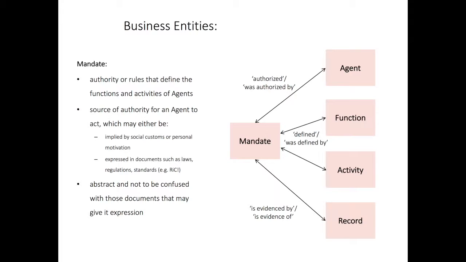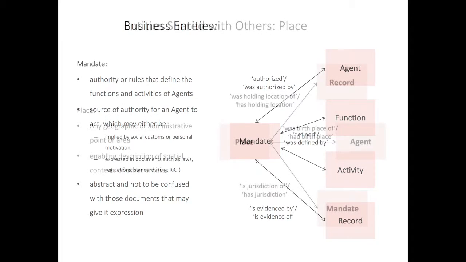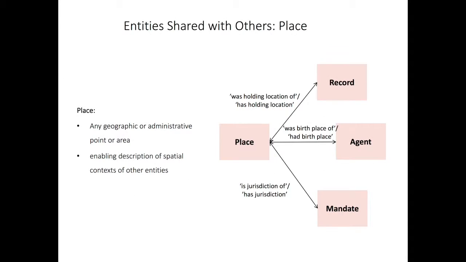Finally, there are three entities in RiC which, as they represent areas in which we share interests with others, particularly in the cultural heritage domain perhaps, we've not modelled to the same extent as those that relate more specifically to the creation, management and use of records. We have place, defined as any geographic or administrative point or area, so broadly, to enable description of the spatial context relating to other entities, such as the places that may be the subject of records, or where records are held, or significant places in the history of agents, where a person was born, or lived, or worked, or died, for example. Or indeed the jurisdiction, perhaps, to which a mandate applies.